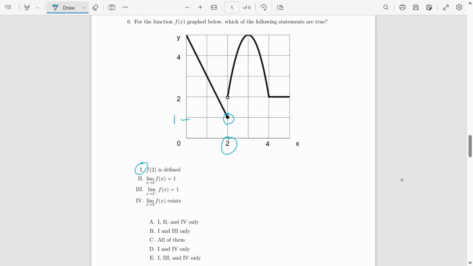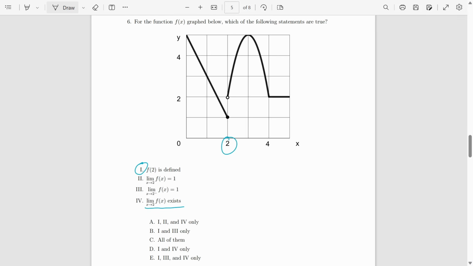What about statement, you know what? Instead of doing statement 2 right after, I'm going to do statement 4, because it's an easier version of statement 2, and it's in the same kind of topic. So by doing statement 4 first, it'll make statement 2 easier. Statement 4 is: the limit as x approaches 2 exists. So does the limit as x approaches 2 exist?